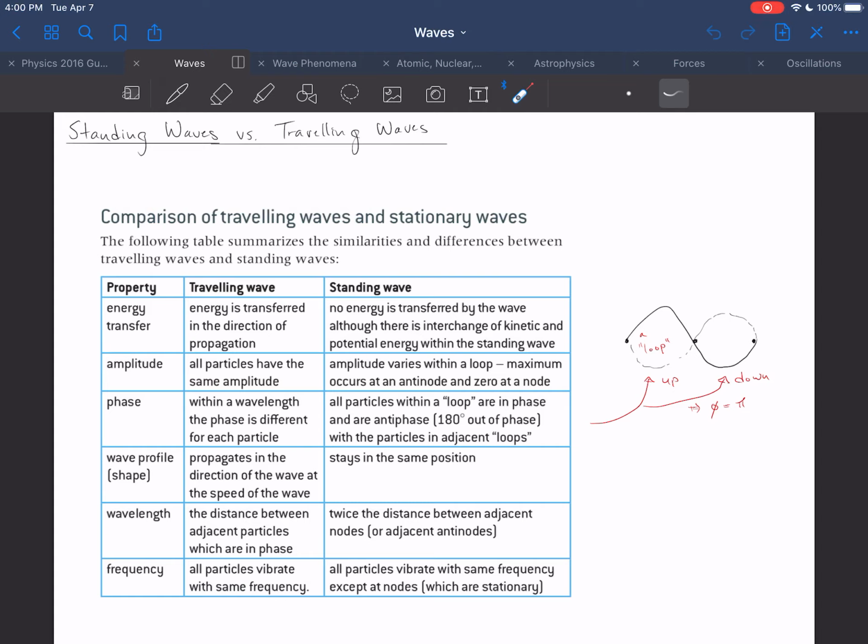With a traveling wave, the wave profile or envelope or shape propagates in the direction of the wave at the speed of the wave, whereas in a standing wave, the shape of that wave stays put. It stays in the same place.